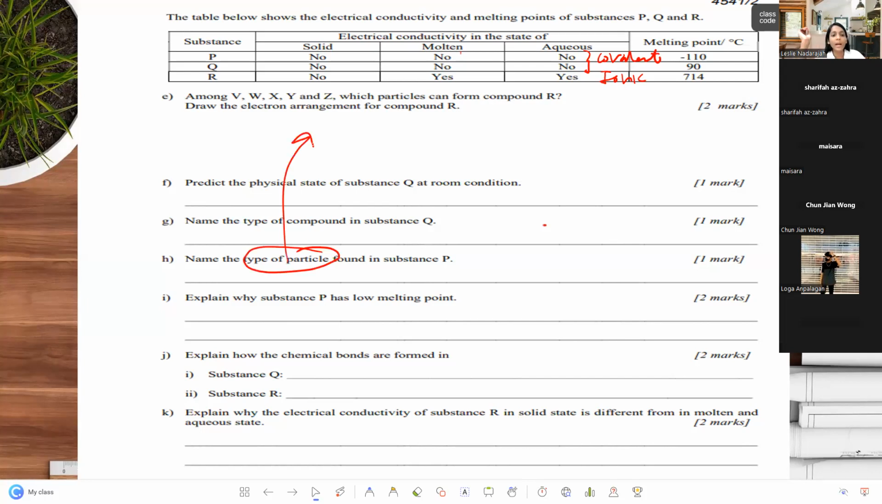Class, I've told you I've got 3 types of particles. What are they? Molecules, ions, and atoms. Okay, correct. Okay, now let's look at substance P. What do you think is the type of particle in substance P?